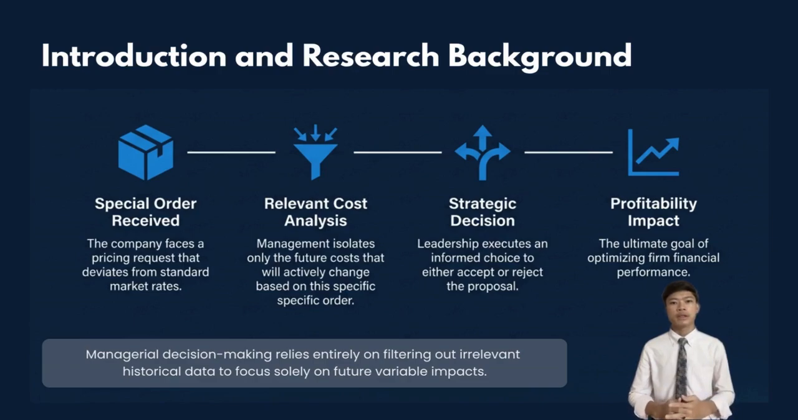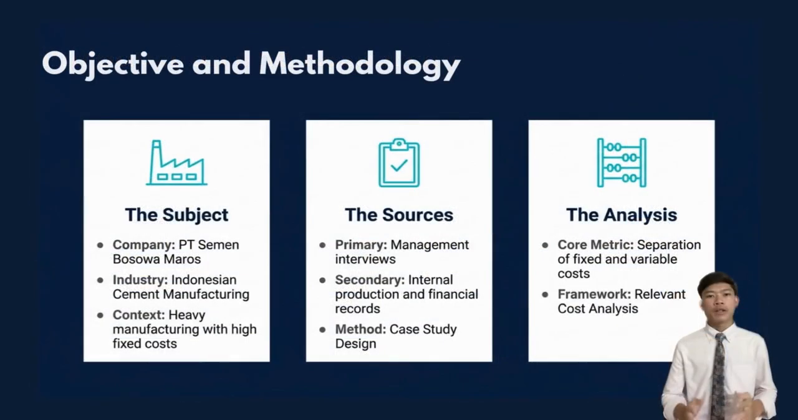Therefore, this study examines how relevant cost information can support special order decisions at PT Semen Bosowa Maros, a cement manufacturing company in Indonesia. The main objective of this study was to analyze whether relevant cost analysis can be used as a decision-making tool in accepting or rejecting special orders. The researchers conducted a case study at PT Semen Bosowa Maros using interviews, company financial records and production data. They separated semi-variable costs into fixed and variable costs and identified which costs were relevant and irrelevant for the special order decision.